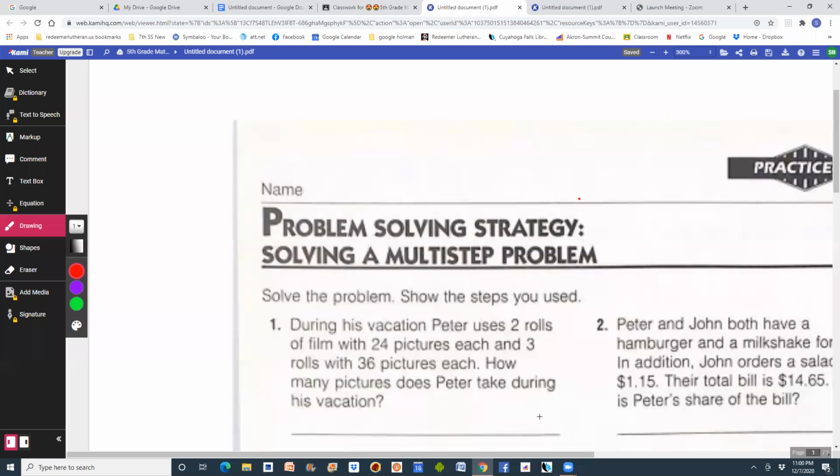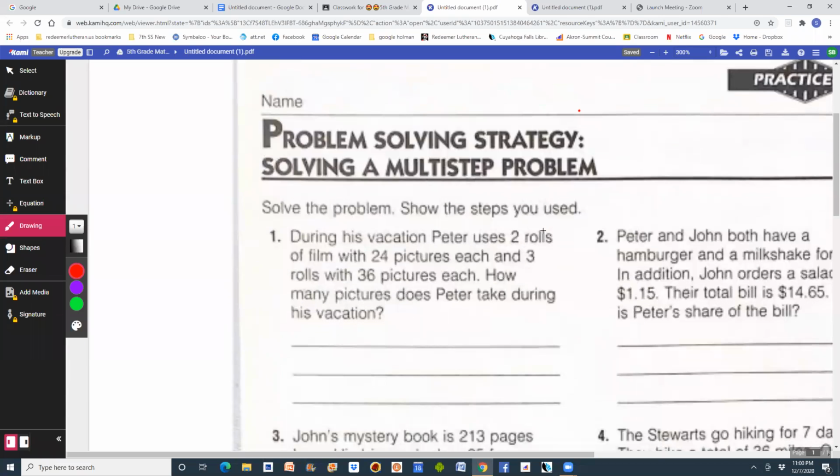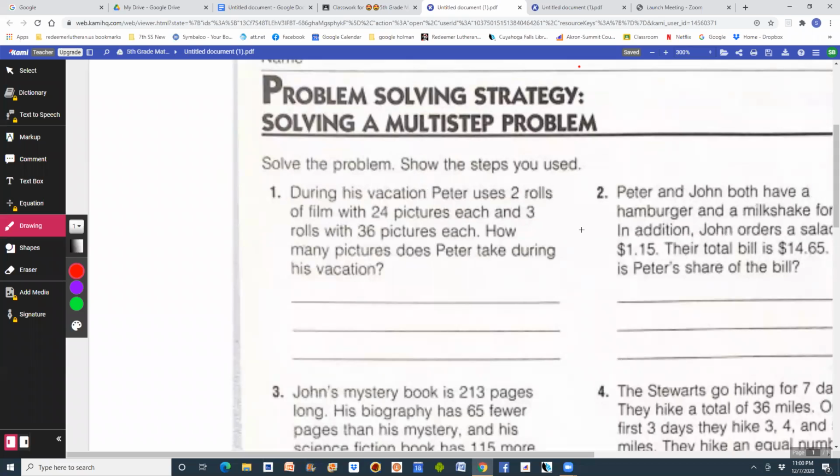All right, so this is practice 46, solving a multi-step problem. These are pretty tough, so I'm going to work through them with you. If you would like to try working the problem yourself first, and then check back to see if you got it right, that would be great for those of you who think you can handle it. So here is question number 1. During his vacation, Peter uses 2 rolls of film with 24 pictures each and 3 rolls with 36 pictures each. How many pictures does Peter take during his vacation?